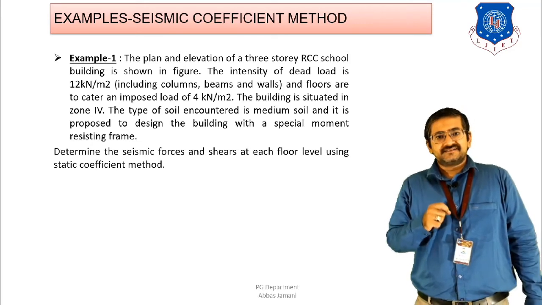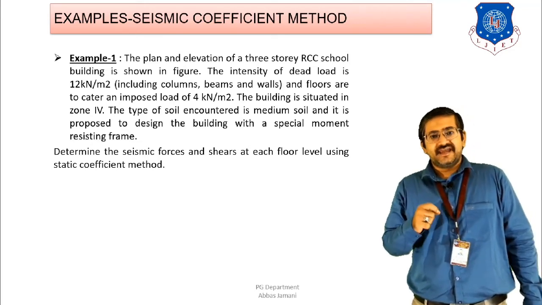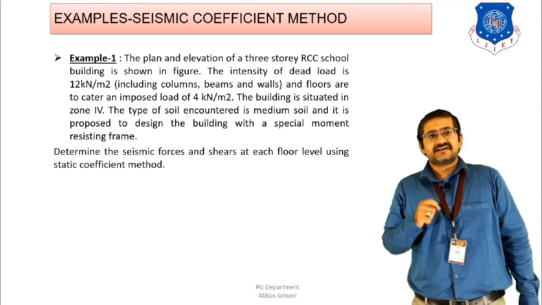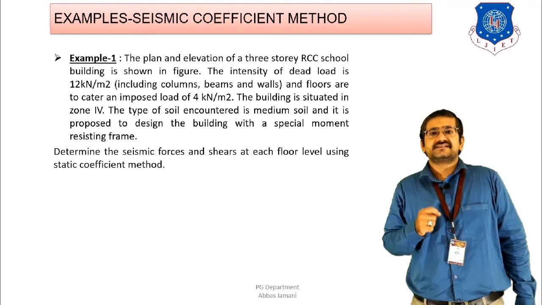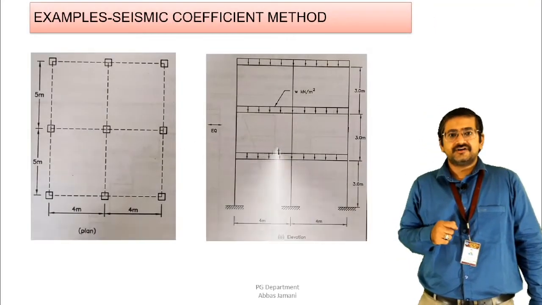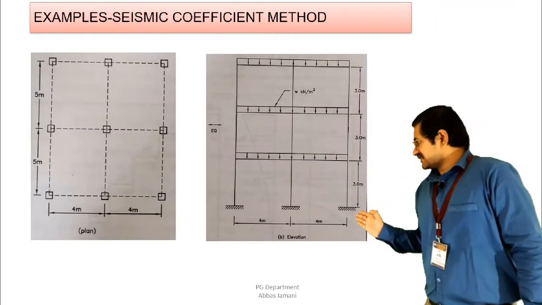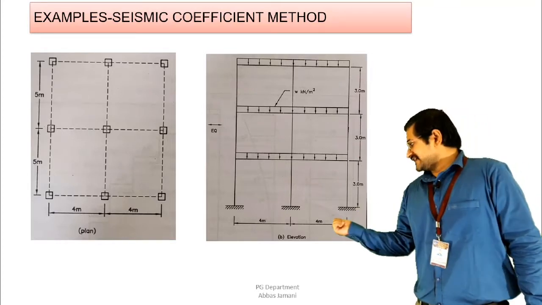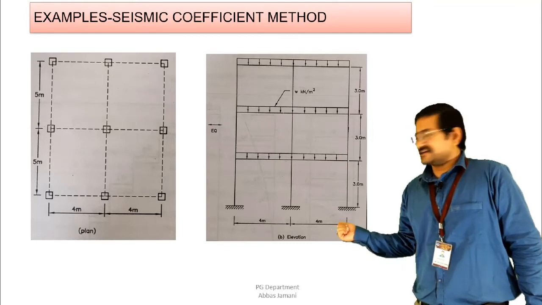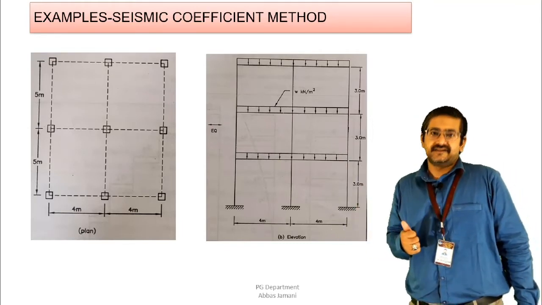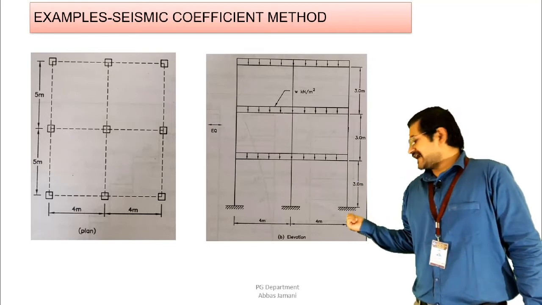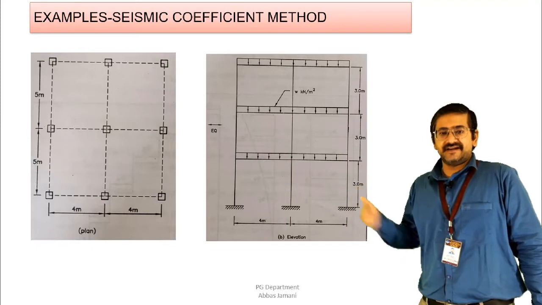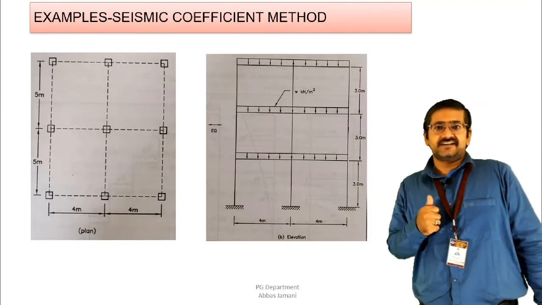Lastly, it says to determine the seismic forces and the shears at each floor level using the static coefficient method or the seismic coefficient method, considering the building to be designed as a special moment resisting frame building, right? If you look at the figure, the plan area is 8 meters by 10 meters, that is the width of the building in x direction is 8 meters and the length of the building in the z direction is 10 meters, right? And the height of the building is shown as a G+2 building, where the height of each floor is 3 meters, right? So the elevation is also there, the plan is also there.